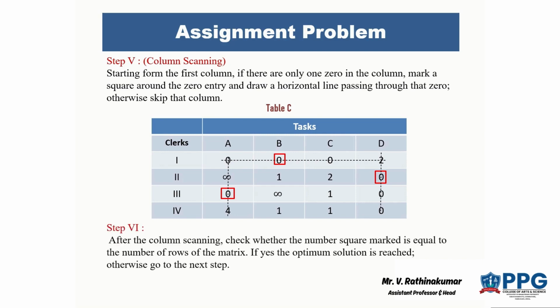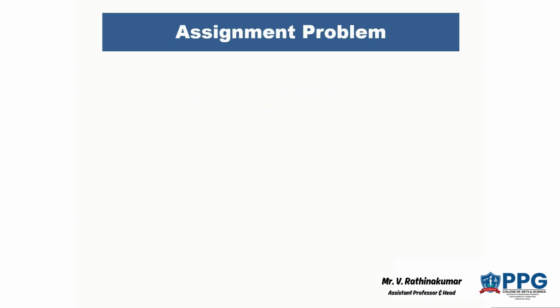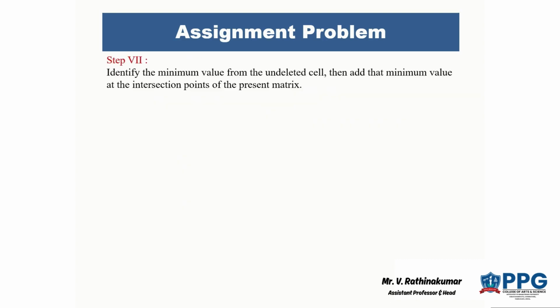Step 6. After the column scanning, check whether the number of squares marked is equal to the number of rows of the matrix. If yes, the optimum solution is reached. Otherwise, go to the next step. Here there are only 3 zeros marked, but the number of columns is 4. So we will move on to the next step. Identify the minimum value from the undeleted cells, then add that minimum value at the intersection point of the present matrix.